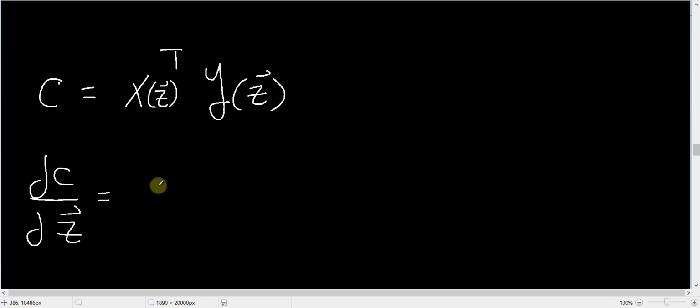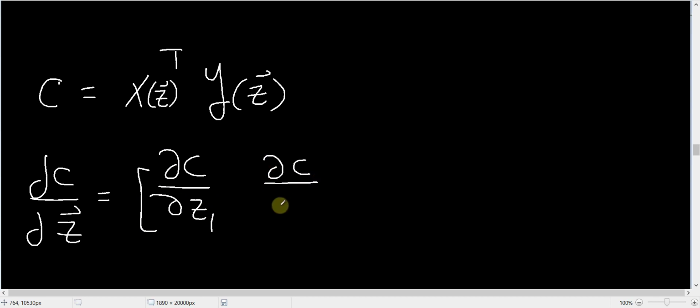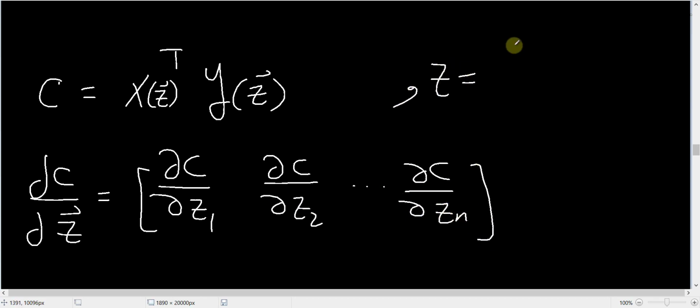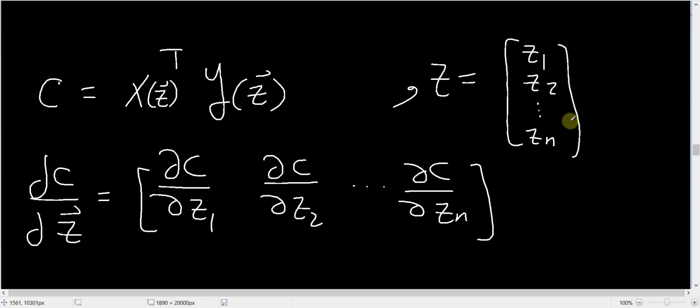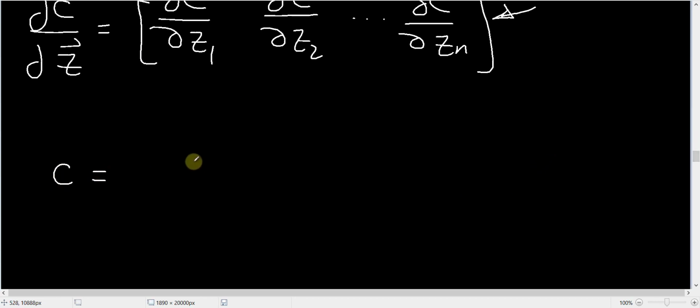Now we know that this is really equal to partial c by partial z1, partial c by partial z2, up to partial c by partial zn as a row vector, of course assuming that z is equal to z1, z2 up to zn. Now we want to get this vector. So at first, let's see this quantity. What is c? c is equal to x transpose y, which is really equal to x1 y1 plus x2 y2 up to xn yn. So this is sigma xi yi from i equal to 1 up to n.